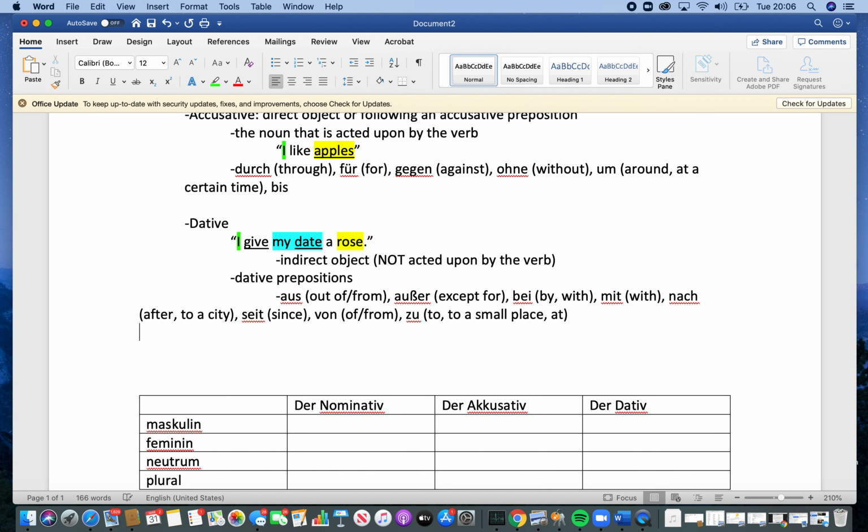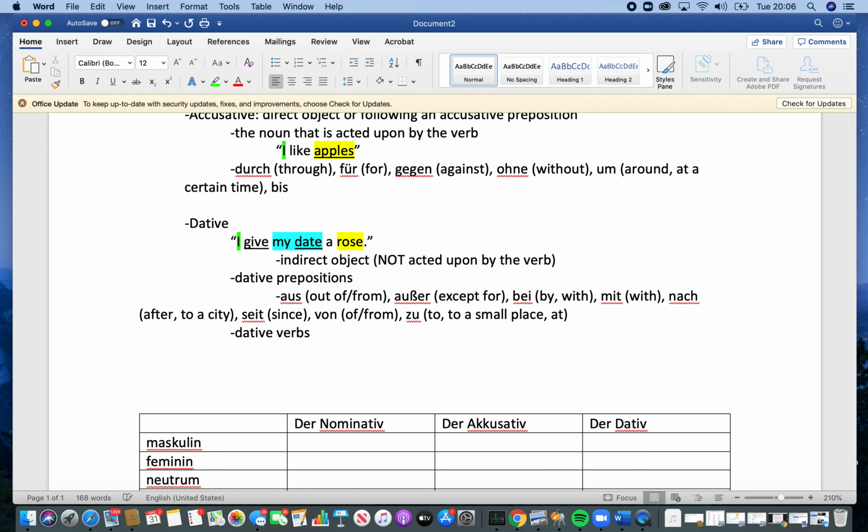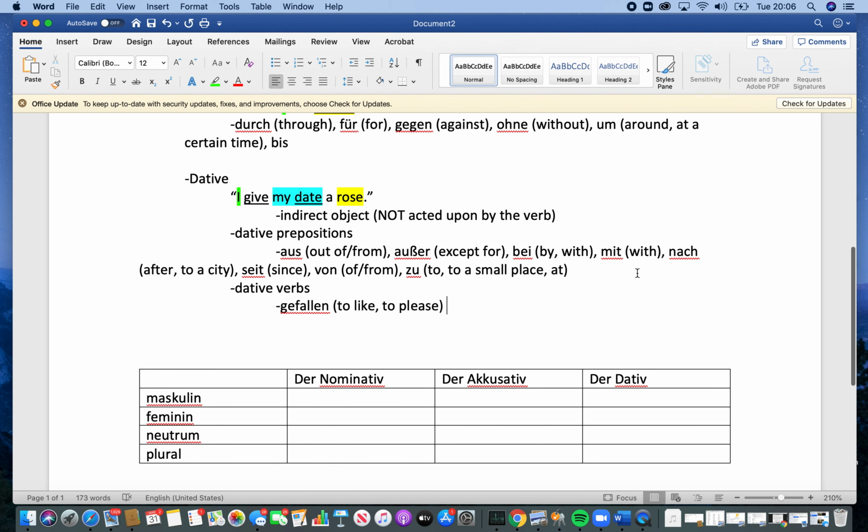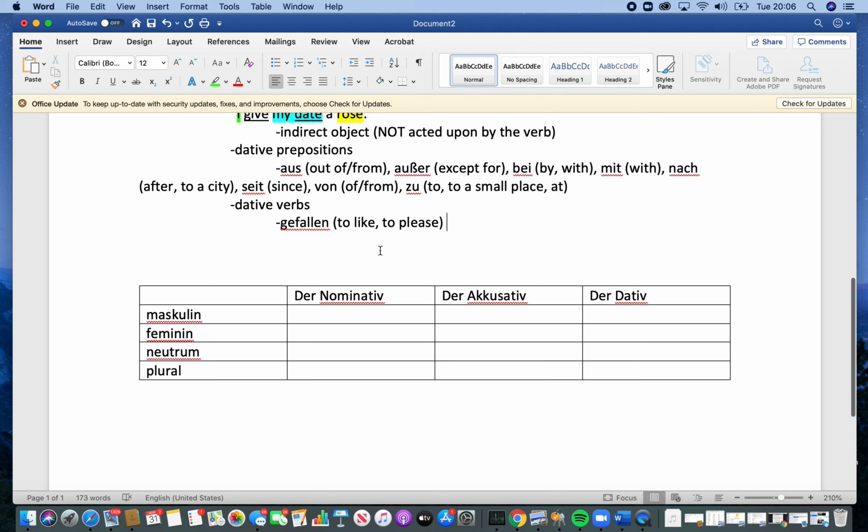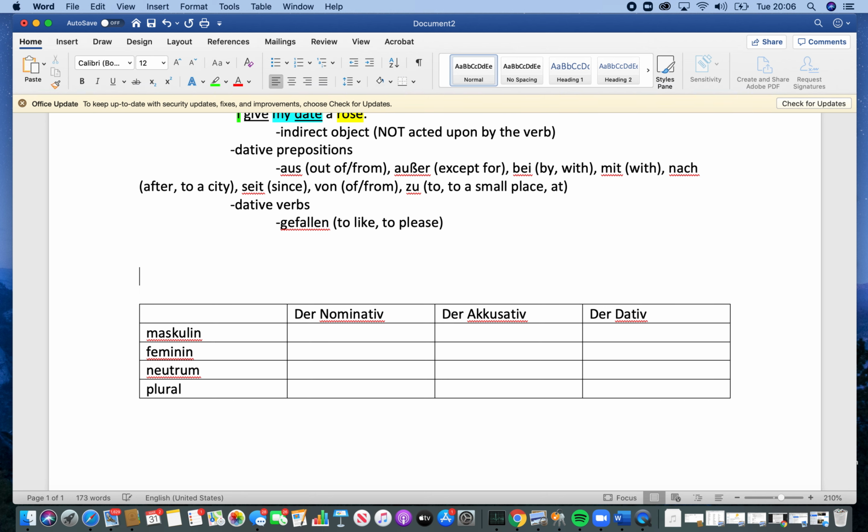There are a couple verbs that are also followed by dative. But as far as I can remember, none of them are in the material that we learn in this course except for gefallen, which is like to like or to please. And we won't get into that now. We'll talk about it later. So we're going to start then with definite articles.